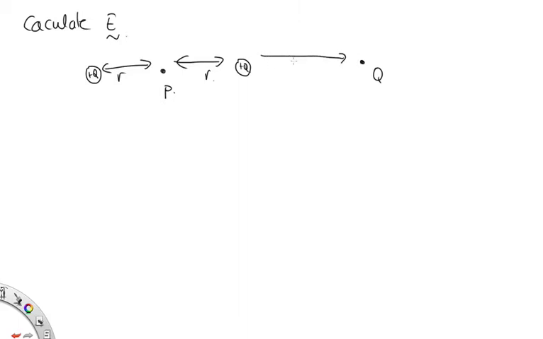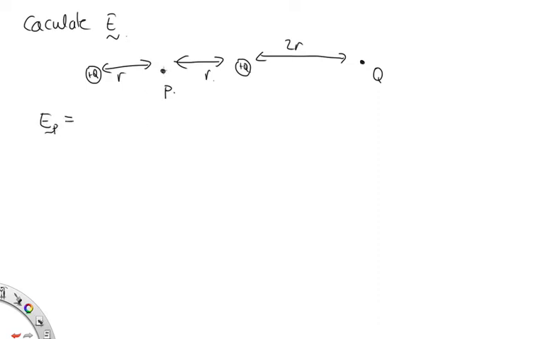Let's calculate the electric field. First of all, in the situation where we have a charge plus Q, and then we have another charge here plus Q, and we have a point P here, which is a distance R from both these charges, and another point Q here, which is a distance 2R from these charges.